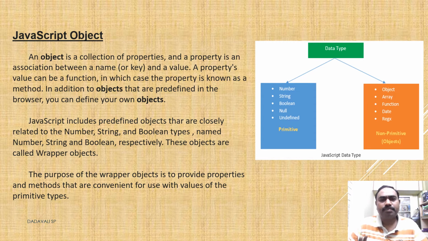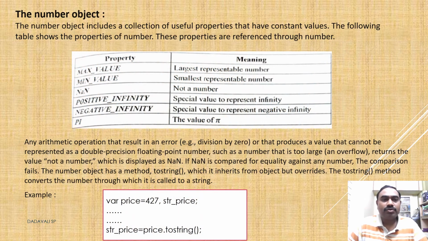JavaScript includes predefined objects that are closely related to the primitive data types number, string, and boolean. Named Number, String, and Boolean respectively, these objects are called wrapper objects. The purpose of the wrapper objects is to provide properties and methods that are convenient for use with values of primitive types. So, first one is the Number object.